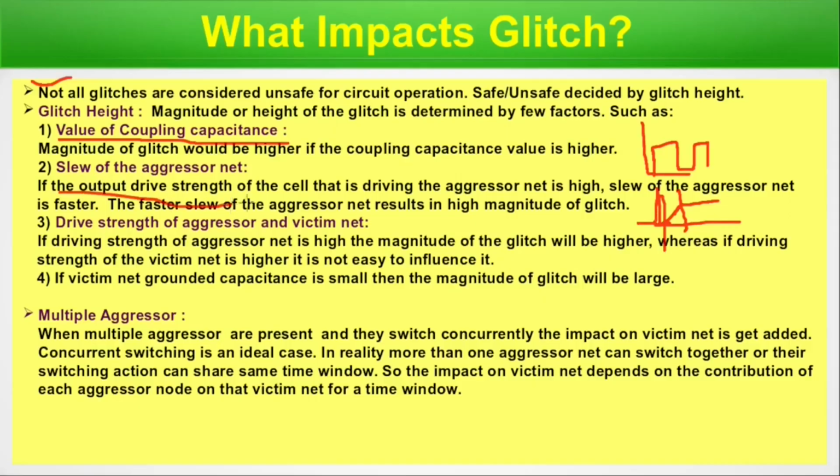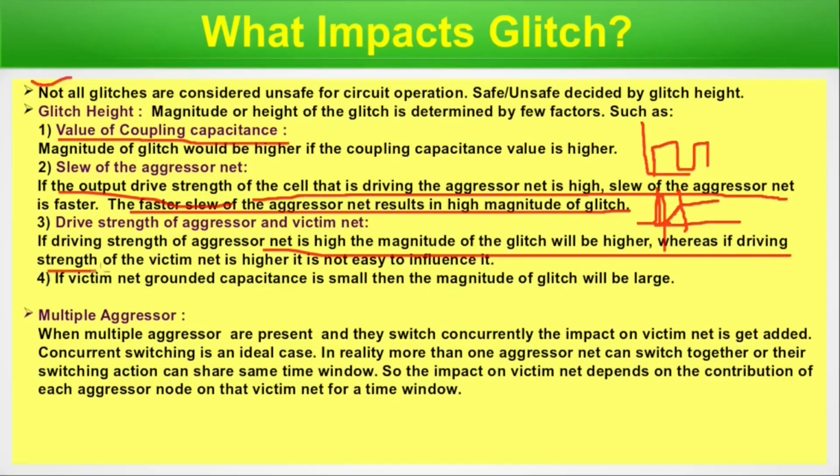If the output drive strength of the cell driving the aggressor net is high, the slew of the aggressor net is faster. A faster slew of the aggressor net results in a high magnitude of glitch. That means the aggressor net is more powerful compared to the victim net. The more powerful the aggressor net is, the more it will impact, and the glitch will be higher. So, drive strength of aggressor and victim net: if the driving strength of the aggressor net is high, the magnitude of glitch will be higher, whereas if the driving strength of the victim net is higher, it's not easy to influence it.